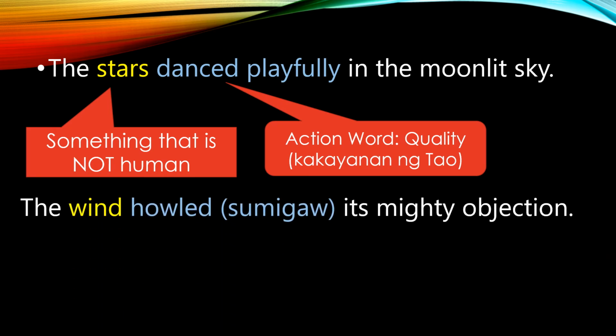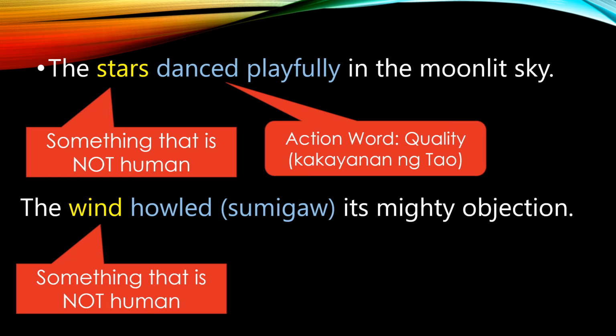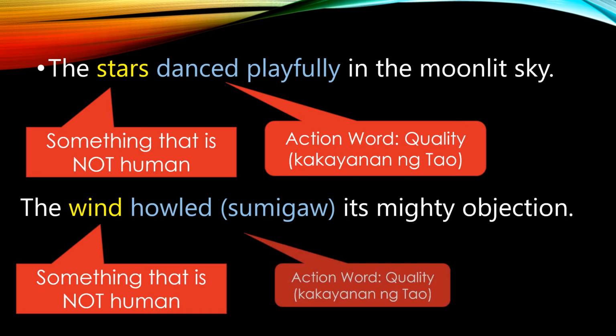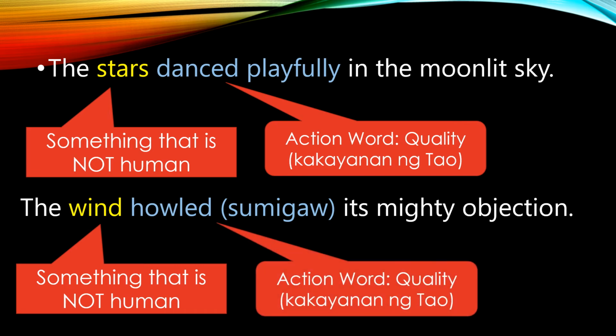The wind howled, or sumigaw, umugong, its mighty objection. Wind, something that is not human. Hindi siya tao ha, pero tingnan niyo yung salitang sumigaw or umugong is an action word that shows our quality or our kakayanan as tao. I hope malinaw ito. Ginagamitan natin ng action words ang personification.